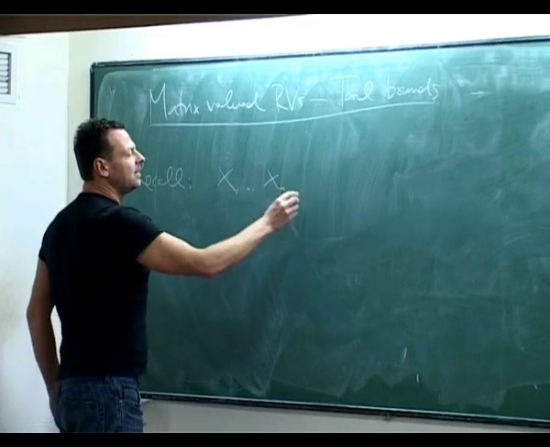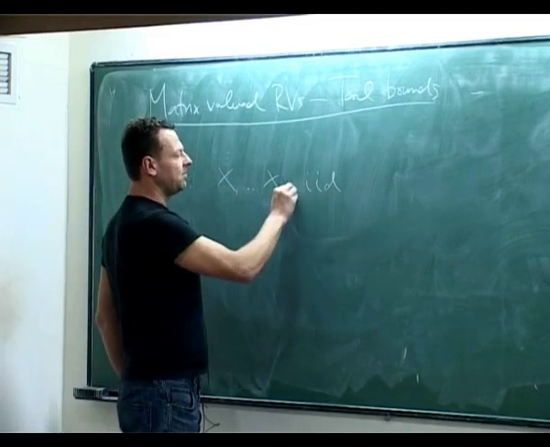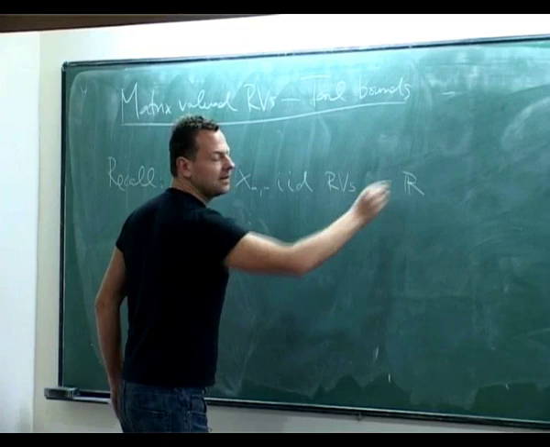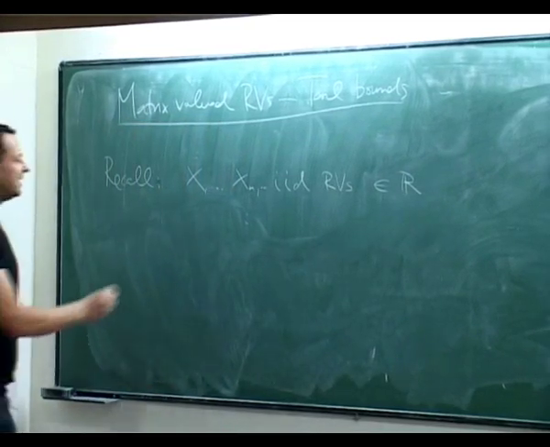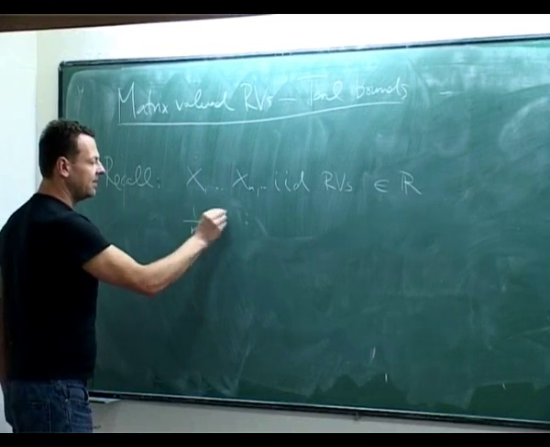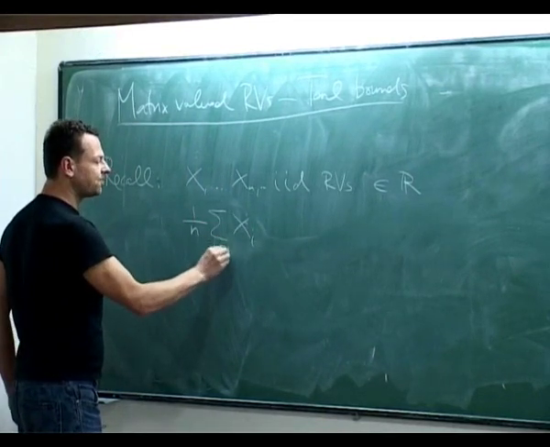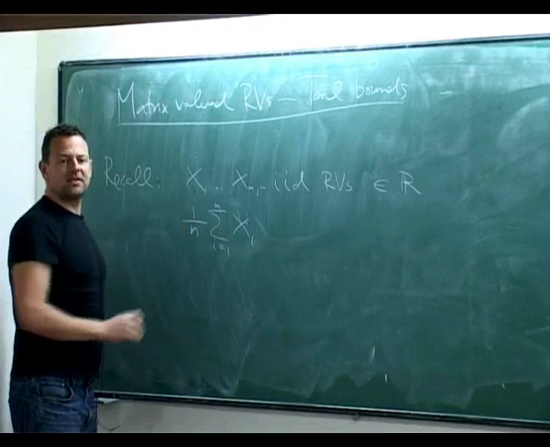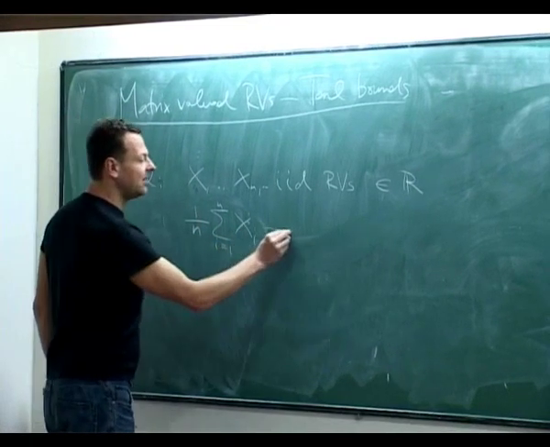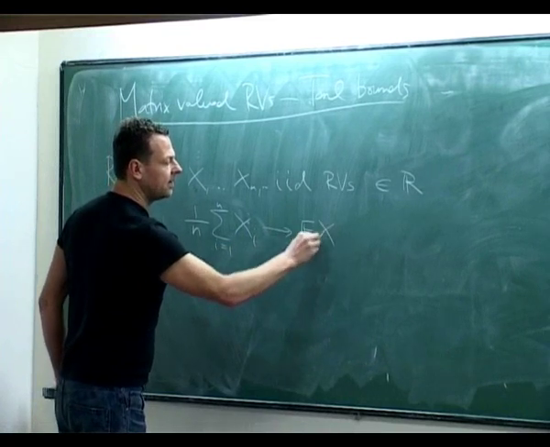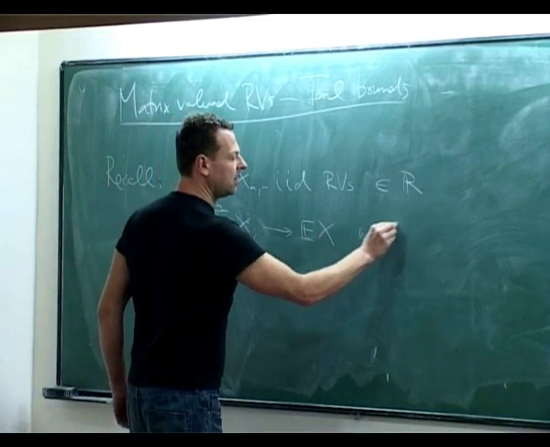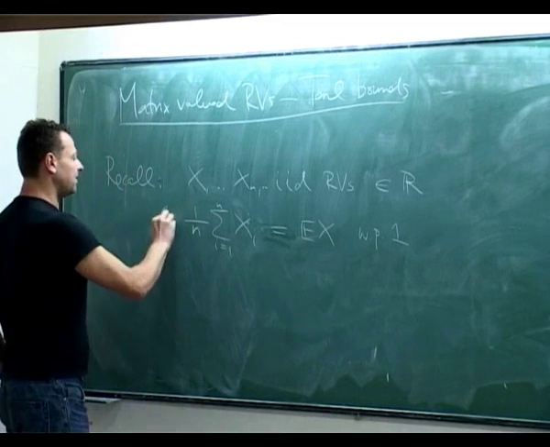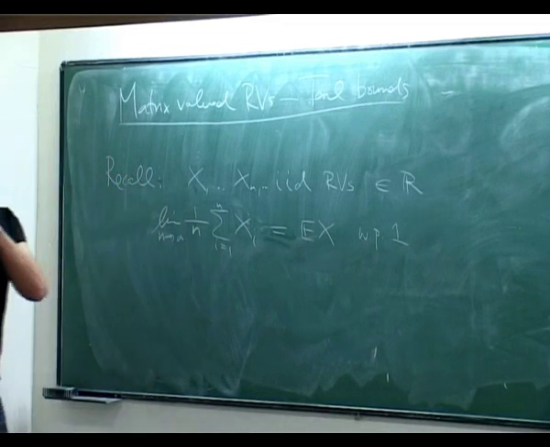So if we have x1 to xn, and maybe even further, IID random variables taking values in the reals, then we can form empirical means, and of course it's well known that if the random variables have an expectation, then the limit exists with probability 1. That's the law of large numbers.